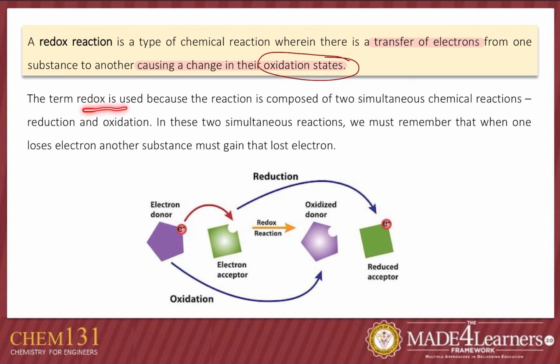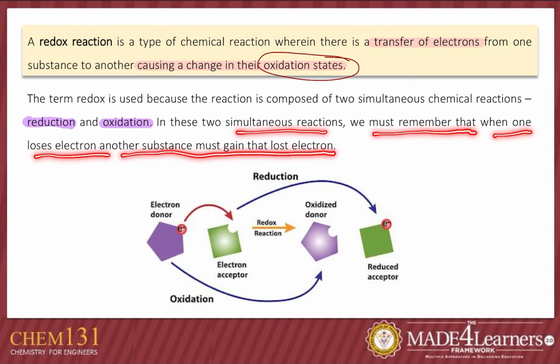Now, the term redox is used because the reaction is composed, as I said earlier, of two simultaneous chemical reactions. So, what are these two simultaneous chemical reactions? These are the reduction and oxidation reactions. In these two simultaneous reactions, we must remember that when one loses an electron, another substance must gain that lost electron. So, the electron cannot magically disappear suddenly. So, if someone gave, if someone lost an electron, someone must have received that electron.